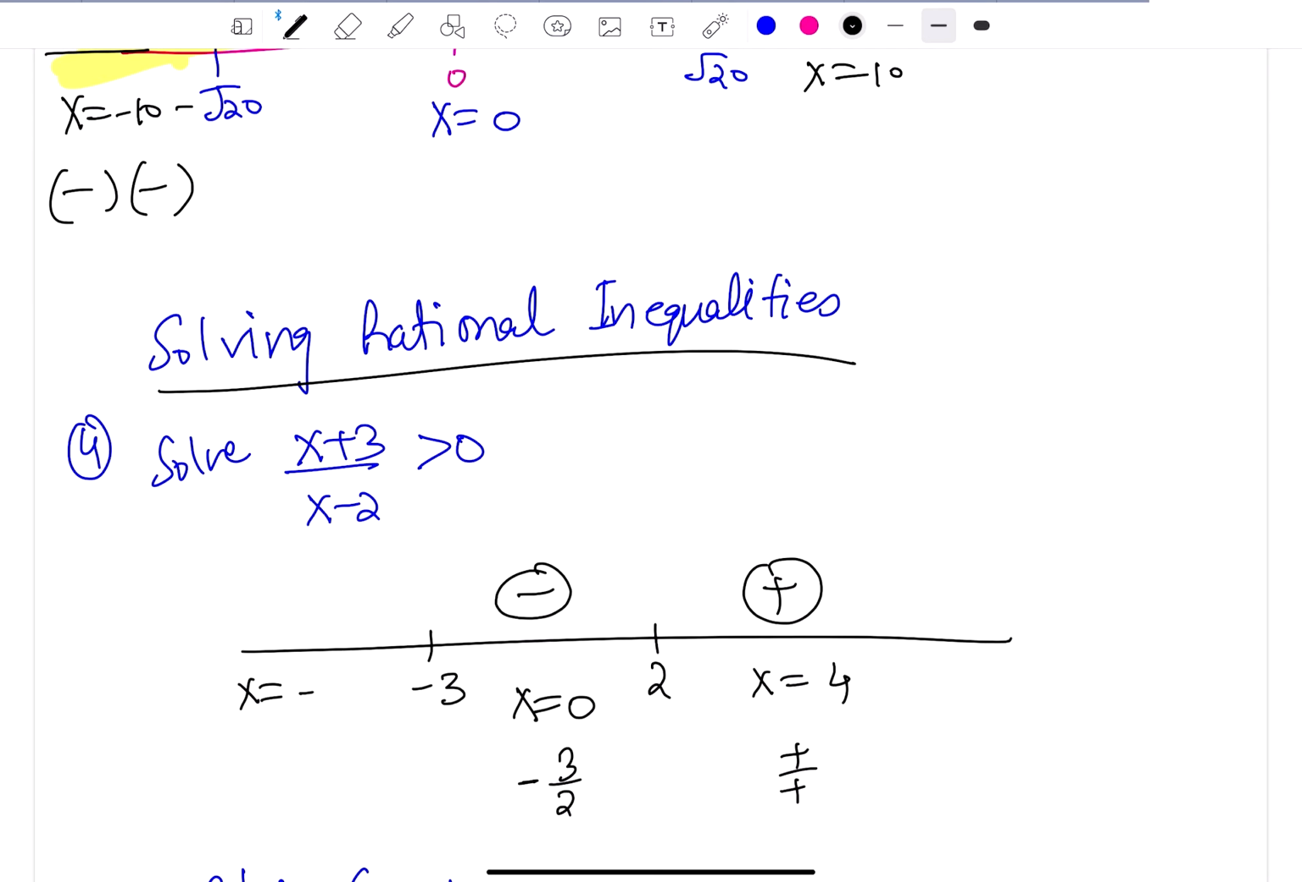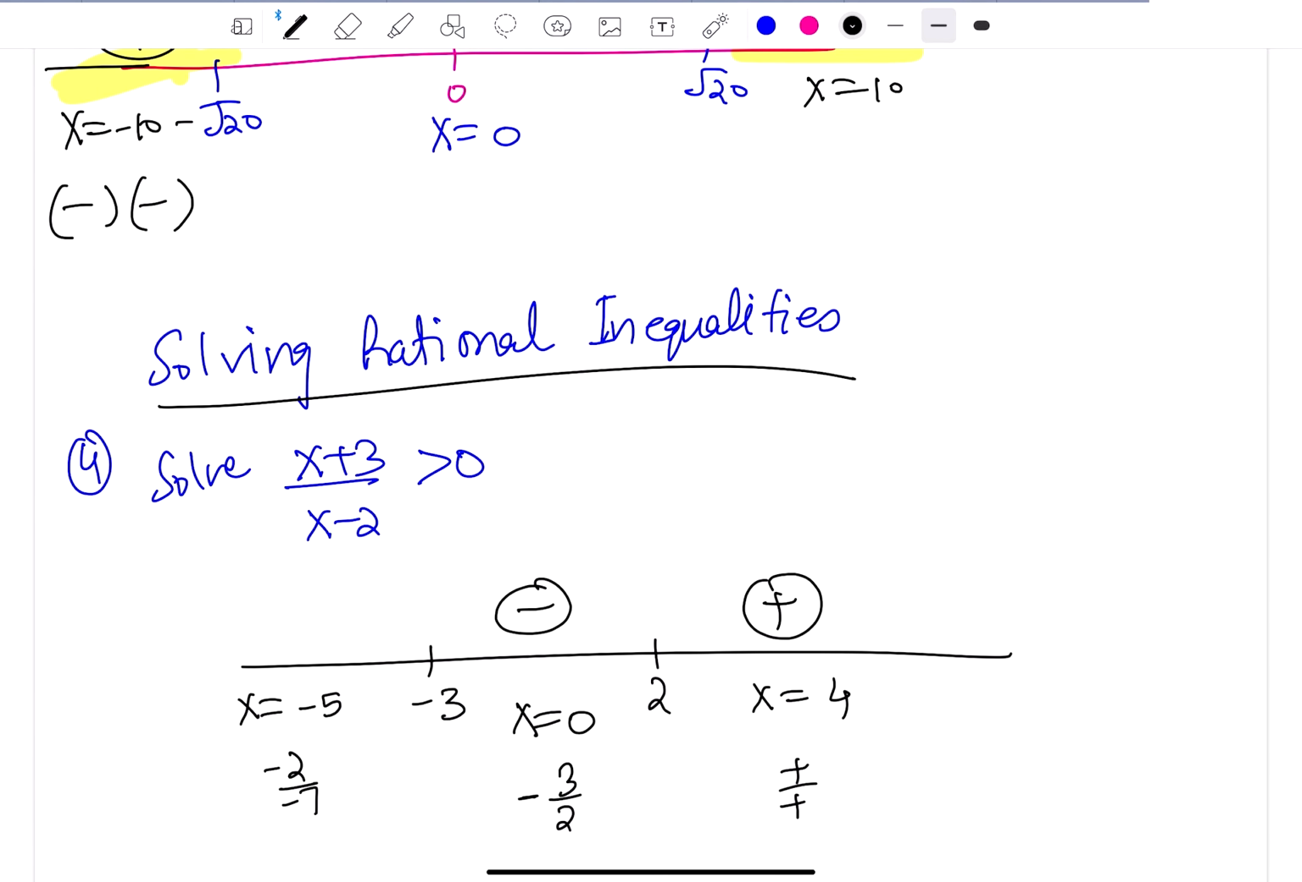And to the left of negative 3, I can pick x as negative 5. Negative 5 plus 3 is negative 2. Negative 5 minus 2 is negative 7. Negative divided by negative is a positive. So we wanted our inequality to be greater than 0 only. There was no equal sign, which is happening. So it's greater than 0 between negative infinity and negative 3, union 2 to infinity.